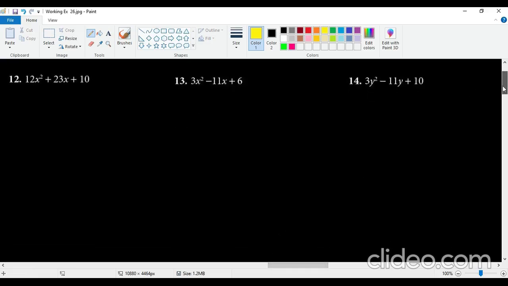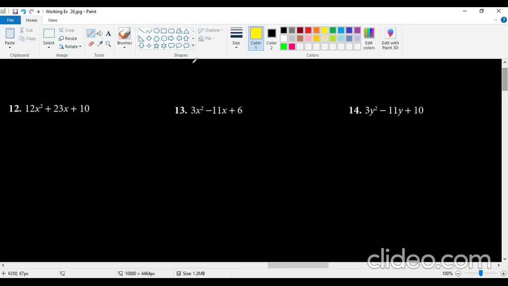Moving on to question number 12. In question number 12, I can see that 12 times 10 is going to give us 120. And we need to find the factors in such a way as to give you a plus 23. So I know very well that 15 times 8 is 120, and 15 plus 8 is going to give us 23.